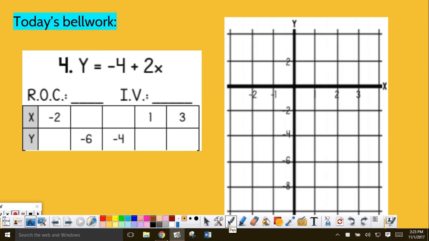So let's start by identifying the rate of change in the initial value. In your head, I want you to think about where you can find the rate of change in this equation. Where can you find the rate of change in this equation? You should be thinking of a number.